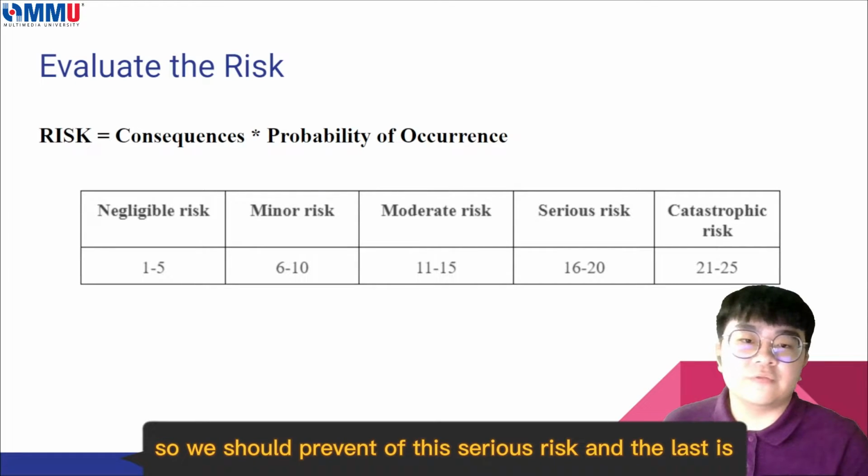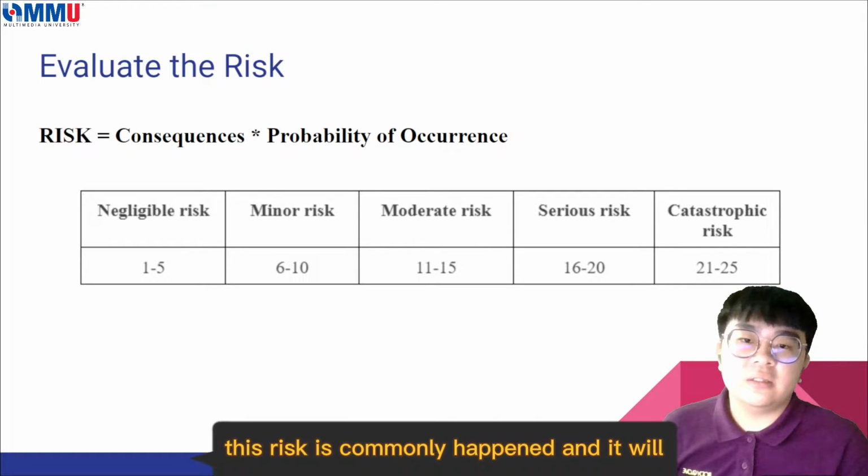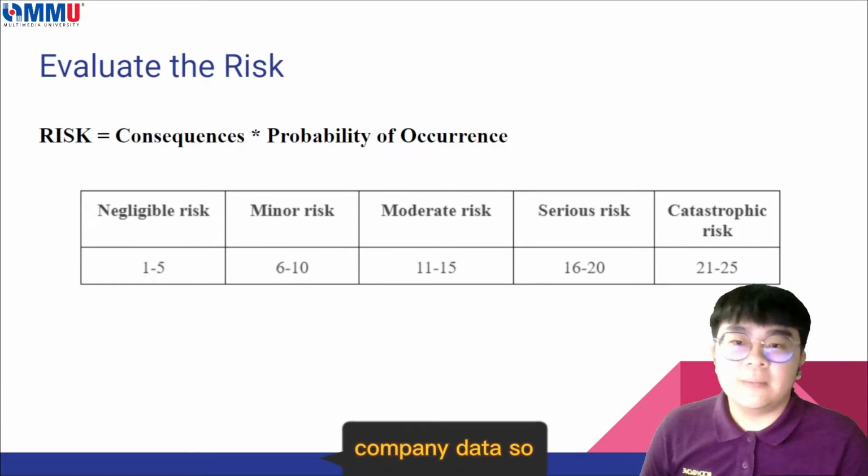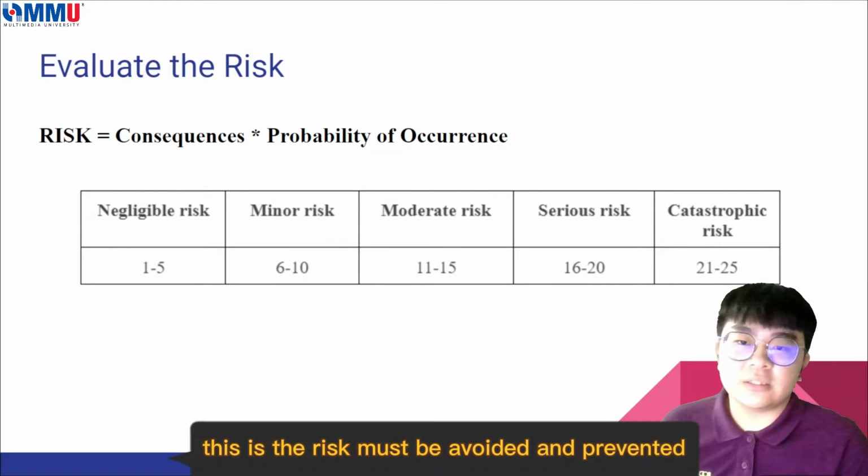So we should prevent these serious risks. And the last is catastrophic risk. This risk commonly happens and it will damage and destroy the company data. So this risk must be avoided and prevented.